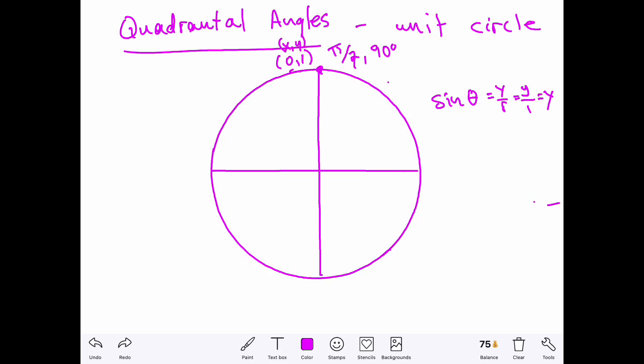Okay, so let's do sine here of pi halves or 90 degrees. Well, what's my y value? My y value is 1 at that location. My radius is always 1, so 1 over 1 equals 1.